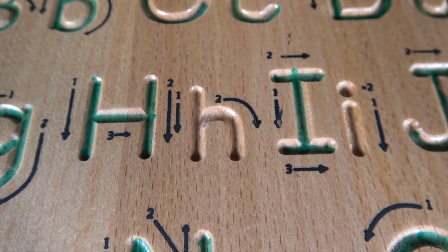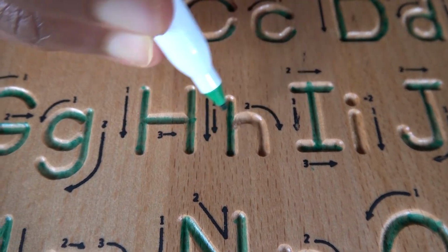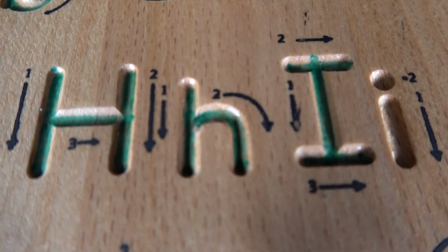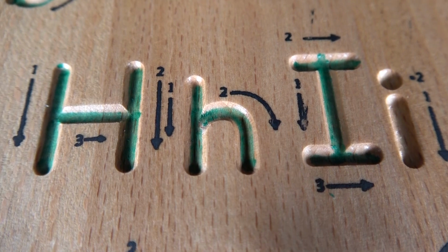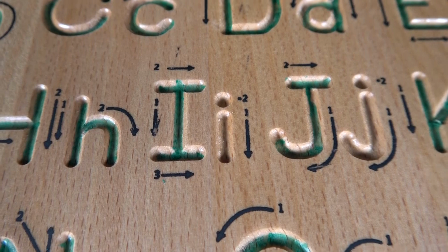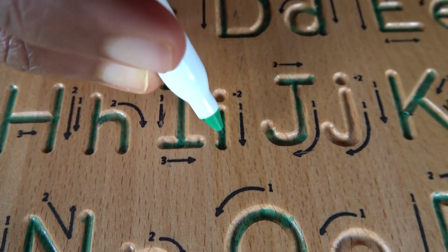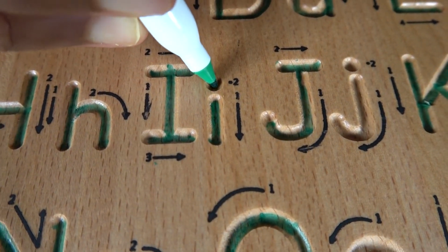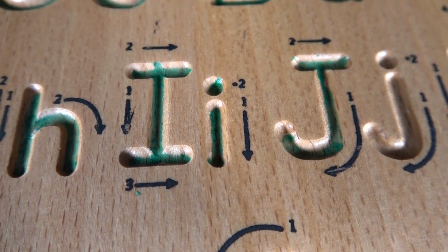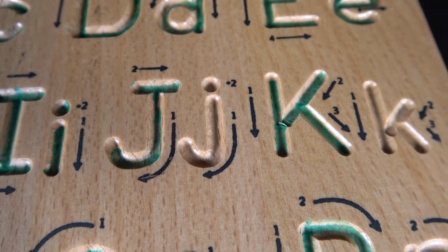Now we'll write lowercase letter h. We'll start right here, go down, and then make this curve like this. That is lowercase letter h. Now it's time to write lowercase i. We will start from here, go down straight, and then we'll make a dot right here. That is lowercase i.